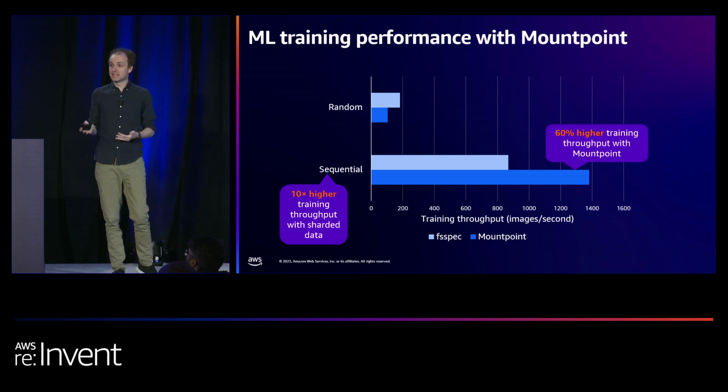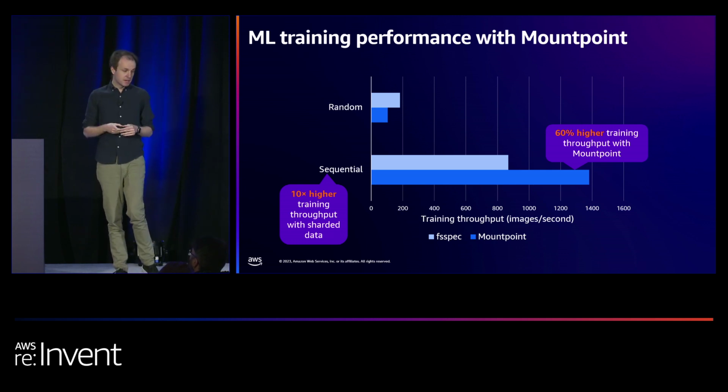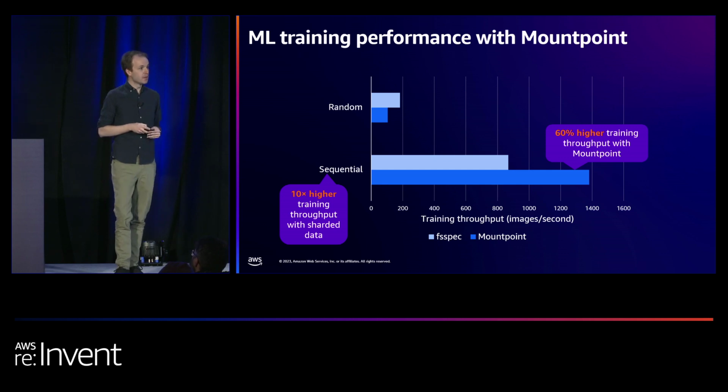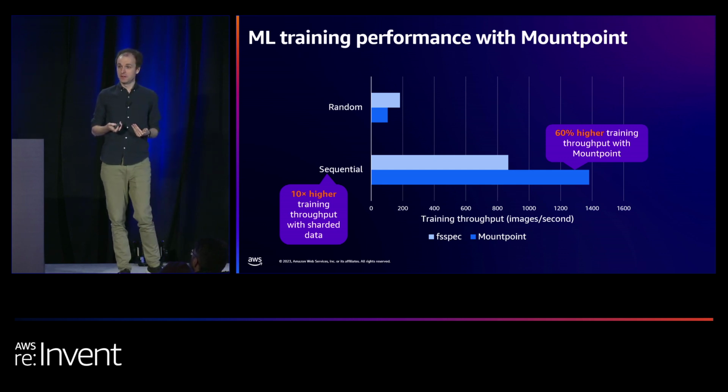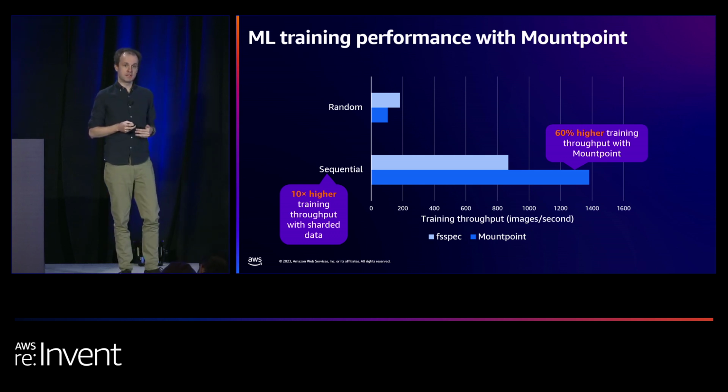So the first thing to notice is exactly what Alex was telling you. Being able to collocate your samples into larger objects dramatically increases training throughput, by up to 10x in this case. So sequential is better if you can get there. The other thing I wanted to show you here is that Mountpoint is actually up to 60% faster than FSspec, especially in this large object case. Mountpoint has a bunch of optimizations built in, which I'll tell you more about later, that are really optimized for streaming large objects out of S3 at really high throughput.